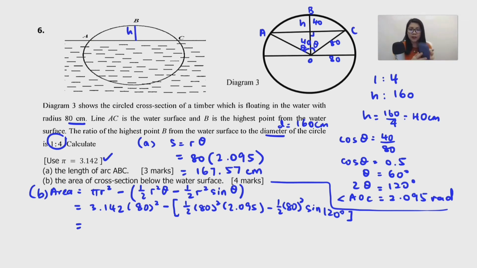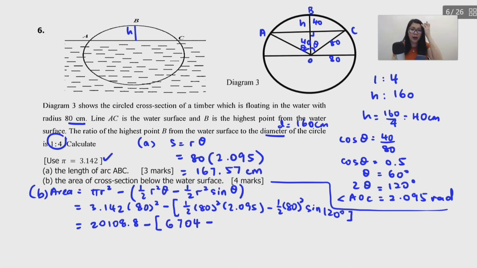Let's calculate this. Take your calculator: 80 square times 3.142 gives 20,108.8. Then minus, we solve this: 80 square divided by 2 times 2.095. We get 6,704. Did you get that?